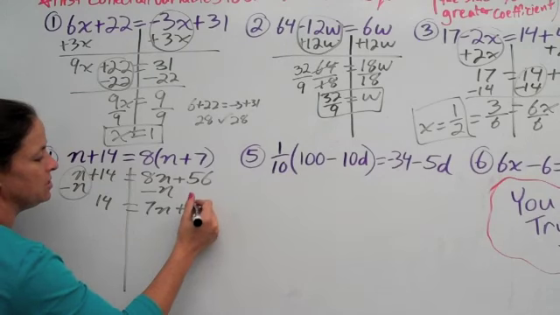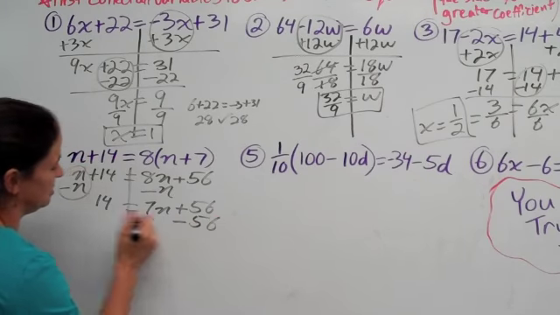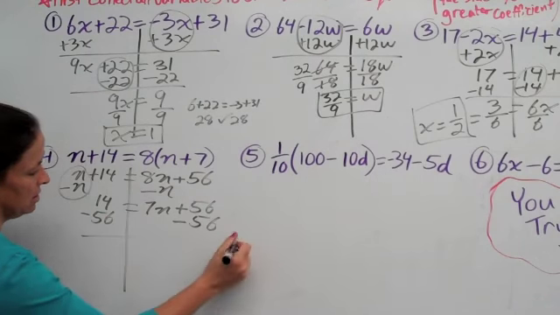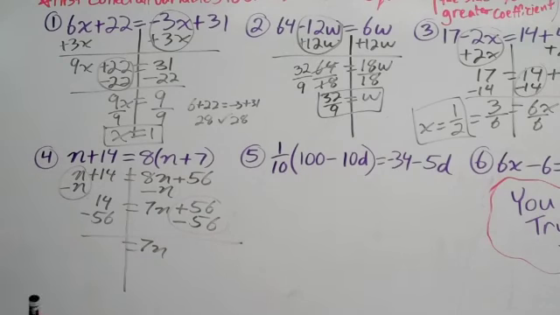7n plus 56. I want to get the n's by itself. I need to get rid of that term. So I'm going to subtract 56, subtract 56. When I do so, I'm left with 7n equals, because this makes a 0, and 14 minus 56 is 42, positive or negative? Negative. So divide by 7, and I get that n equals a negative 6.